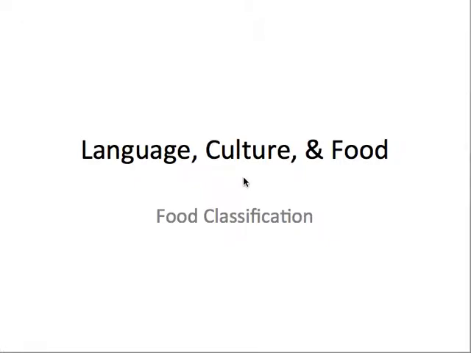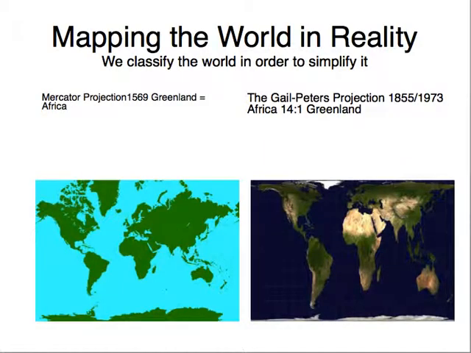In this lecture, I want to look at how different cultures classify food, the different semantic systems they have for looking at and classifying food. Semantic systems, classification systems, are a way of mapping our everyday experience, of mapping the world.